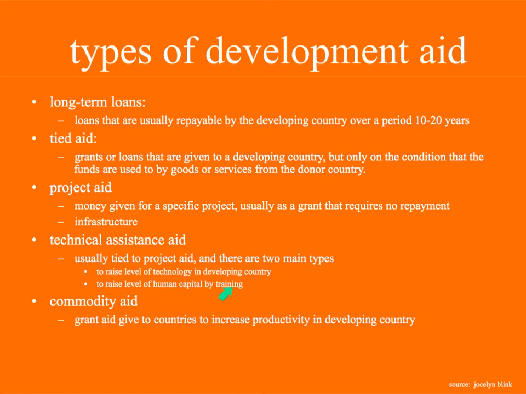The last type of development aid is commodity aid, which are grants given by countries to increase the productivity of the developing country. It provides funds usually for the purchase of commodities, including consumer items, intermediate inputs, and raw materials. So these types of aid, commodity aid, technical assistance aid, project aid, tied aid, and long-term loans, make up the overall category called ODA, or development aid.